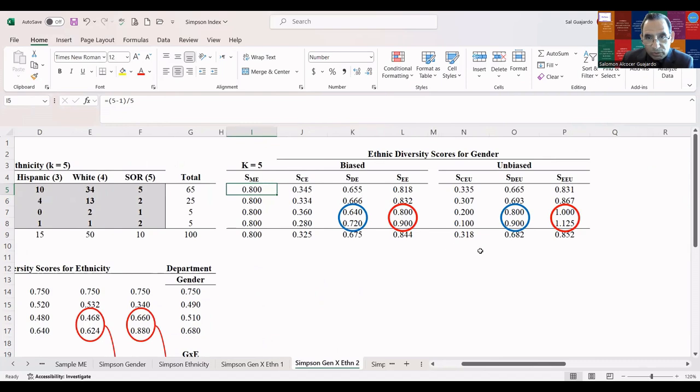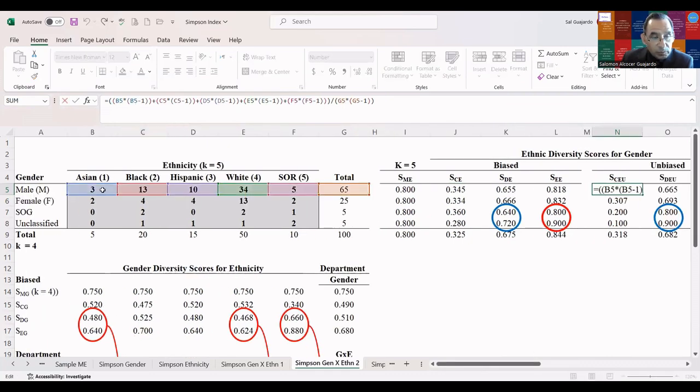And the reason why I have the circles is to compare that to the unbiased scores. Again, if I do that for the unbiased scores, it's going to be B5 times B5 minus 1, and that's going to be for the males. For the Asian males, it's B5 times B5 minus 1, so it's 3 times 3 minus 1, which is 2, so it's 3 times 2. I do that for the black males, do that for the Hispanic males, all the way down to some other race. I'm going to add each of those cell products. Once I get the sum of the cell products, I'm going to divide that by 65 times 64.